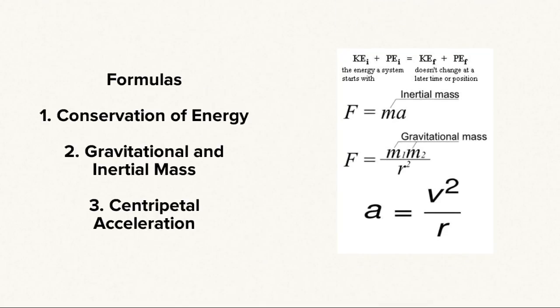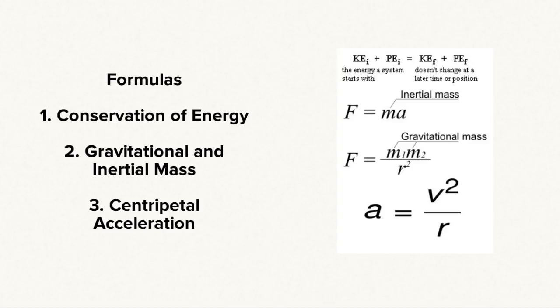This slide contains three important formulas for the topics that we will be discussing for the remainder of this presentation. The first formula seen in the image on the right is for conservation of energy. As you can see, the energy of the system at the beginning must be equal to the energy of the system at the end. This means that the kinetic plus the potential energy at the beginning must be equal to the kinetic plus the potential energy at the end.